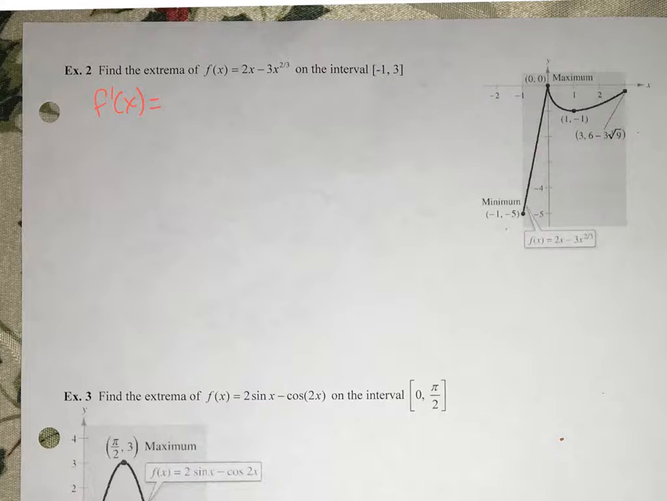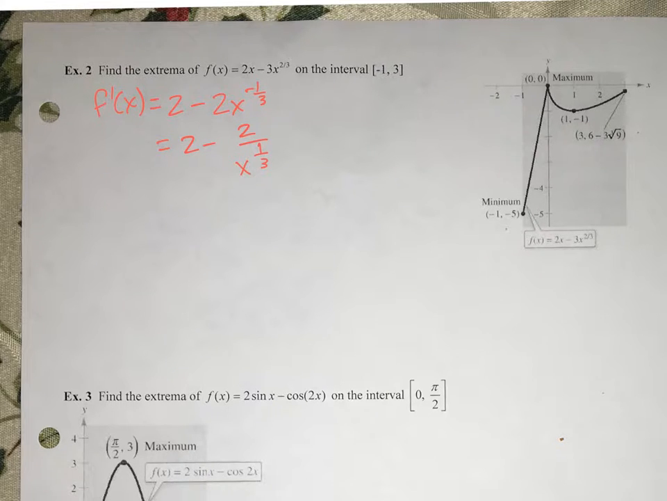So f prime of x would be equal to 2 minus, let's see, if I take this 2/3 and multiply it by 3, that would give me 2. So we have 2x to the, and then 2/3 minus 1 would give me a -1/3. Okay, so you might want to rewrite that like this: 2 minus 2 over x to the 1/3. Let me rewrite that so it's a little more obvious that it's x to the 1/3 power.